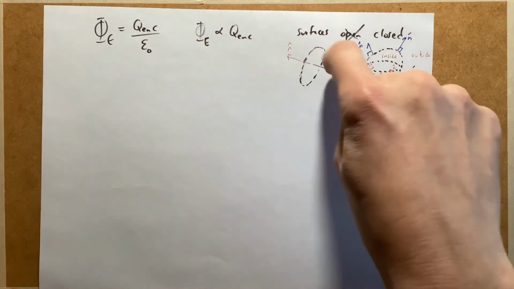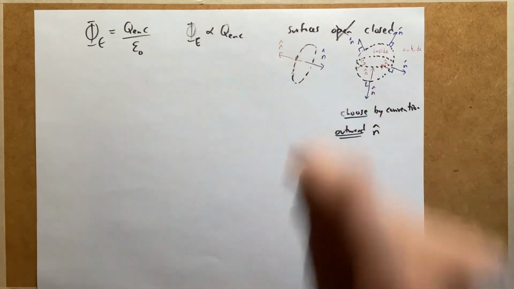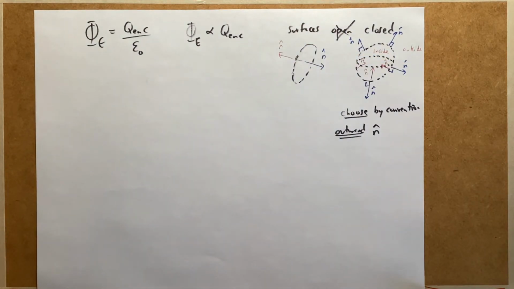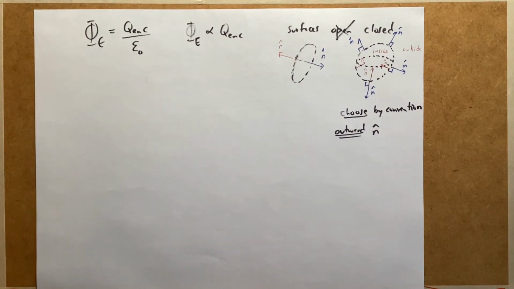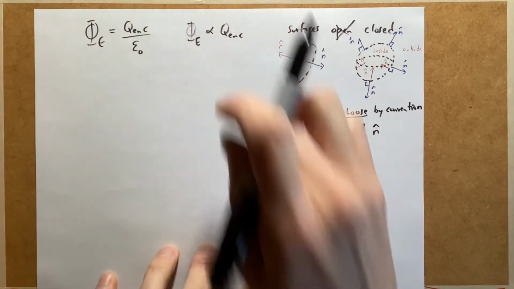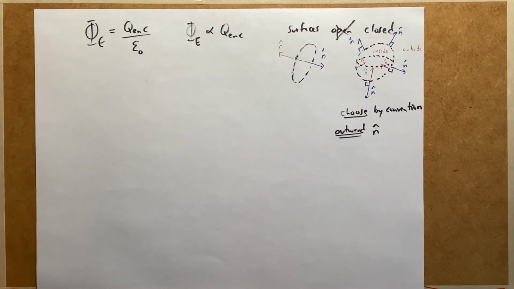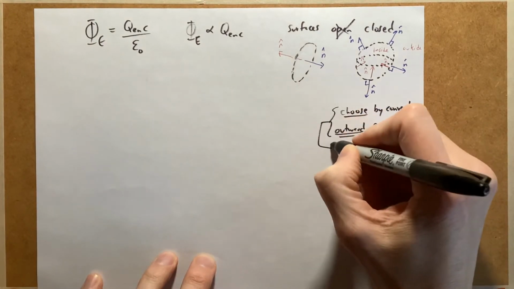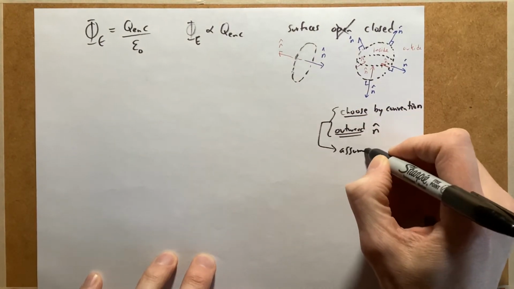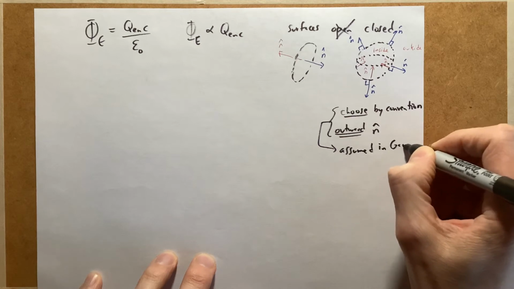Now, you can't do that here because they both point to the rest of the world, but when you have a closed surface, you can distinguish the two normals, and we choose, by convention, the outward-facing normal. So that choice, by the way, is already baked into Gauss's law, and that's important to realize. So this is already assumed in Gauss's law.